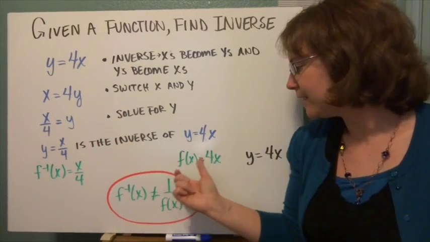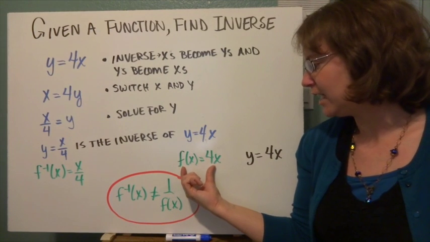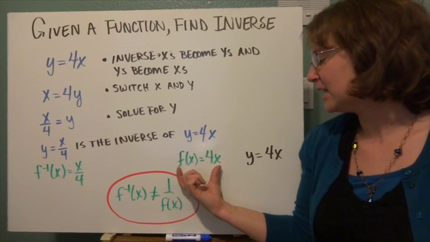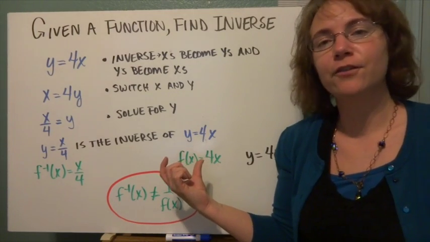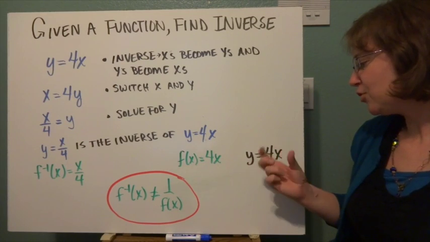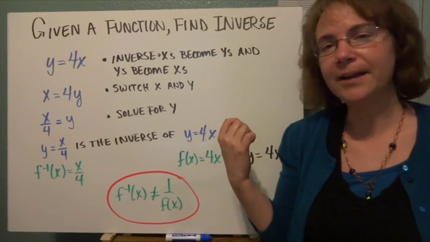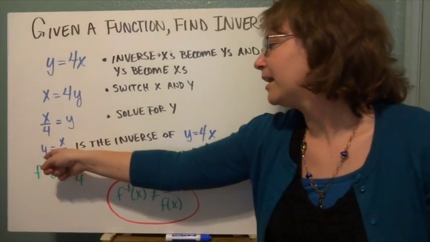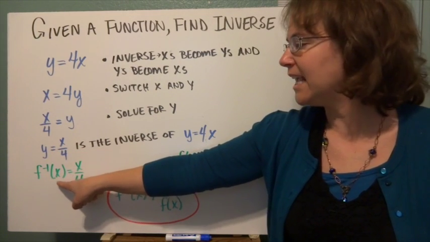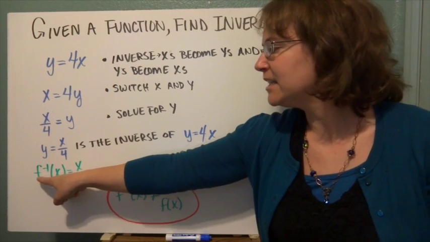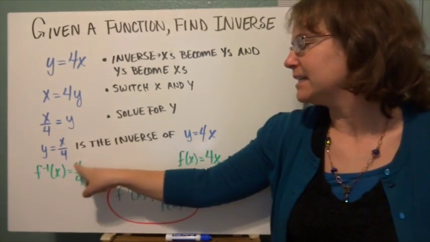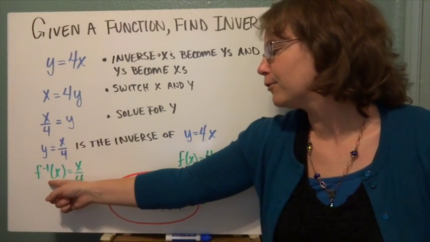Now sometimes you're given in function notation a function f of x, and it says f of x equals 4x, and you want to find the inverse. You can go ahead and write it as y equals 4x, switch your x's and y's and solve for y. You'd get back to y equals x over 4, and you would notate it like this. So this is the inverse of f of x. That's what that little negative 1 means. So this is f inverse.